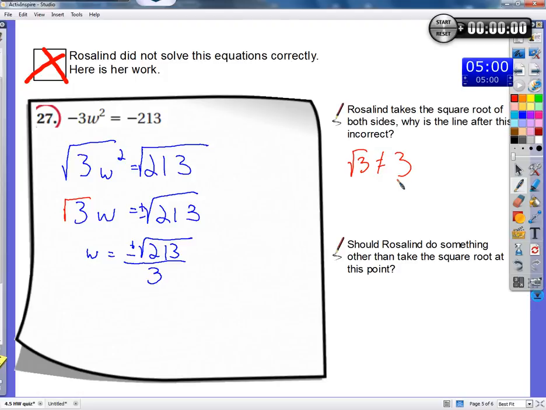Okay, so that's what it looks like to take the square root. So, question number 2, should Rosalind do something other than take the square root at the point that she takes the square root? Is there something else that you would do? Divide by 3. If we divide by negative 3, and then positive, or if we're here and divide by 3, either way what we'll wind up with is w squared equals 213 divided by 3, which is 71. So now w squared equals 71. That's a much nicer looking problem. So divide by 3 first.